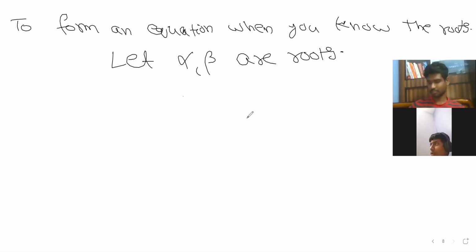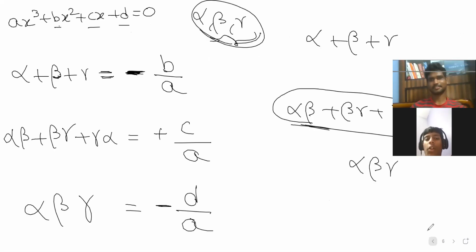Ask me if you have any doubt. Is this an equation? This is not an equation. That is a formula, a relation. An equation is something else: a x squared plus b x plus c.